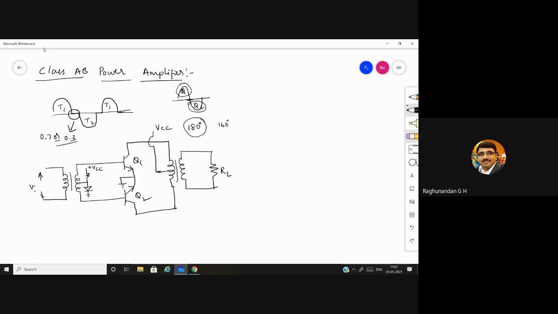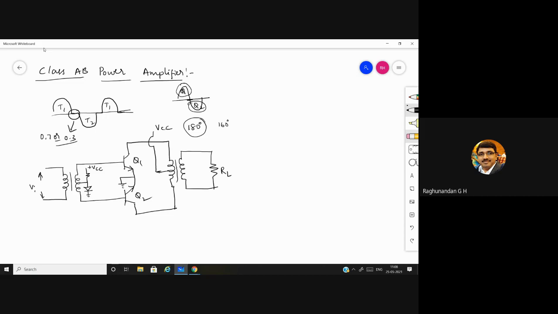So now, the technique which we are using here is, when Q1 is conducting and the input is going towards zero, Q1 should not turn off before Q2 is turning on. I'll repeat it again. Q1 should not turn off before Q2 is on. As soon as Q2 is on, then Q1 should be turned off, so that the crossover distortion can be avoided. This is the technique which is utilized in the class AB amplifier.